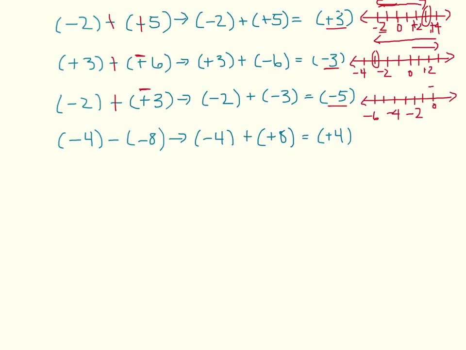Negative 2 plus negative 3, we end up at negative 5. And finally, negative 4 plus positive 8 equals positive 4. From 0, we go down to negative 4 plus positive 8, and we end up with positive 4.